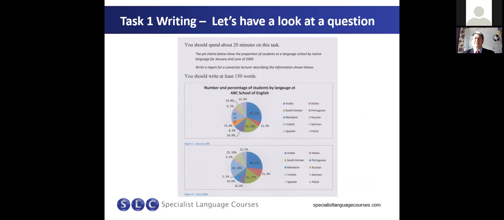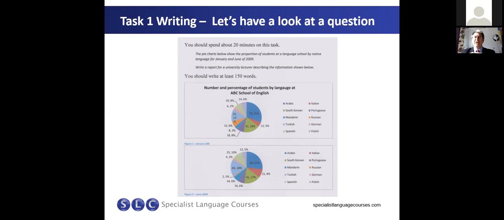An IELTS task one, you should spend about 20 minutes on this task, so it's reminding you what you've got to do. The pie charts below, so pie charts, there are two, show the proportion of students at a language school by native language for January and June of 2009. Okay, so we've got January and June, same year, and what is it doing? Pie charts show the proportion of students at a language school by native language.